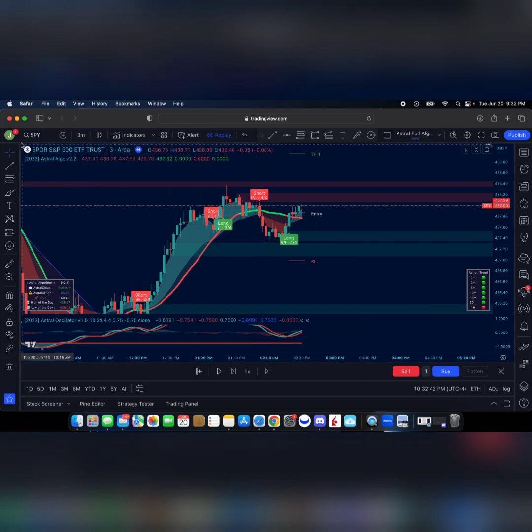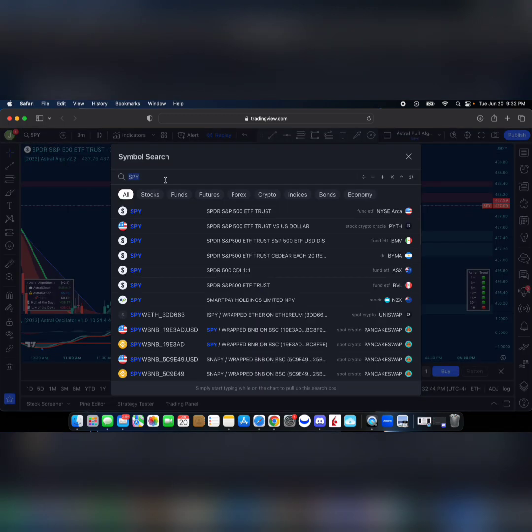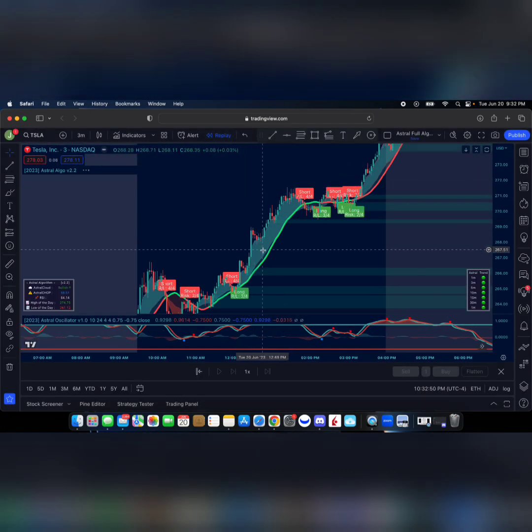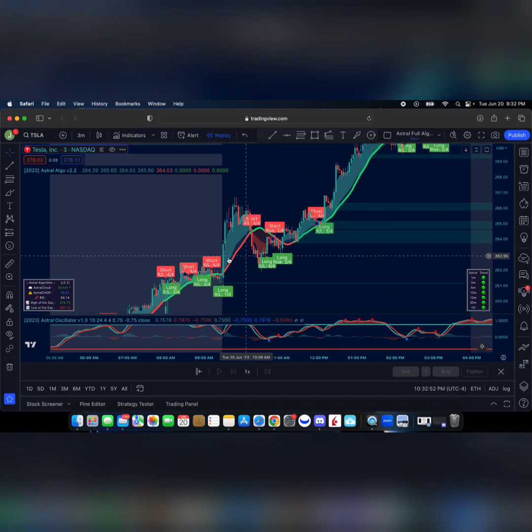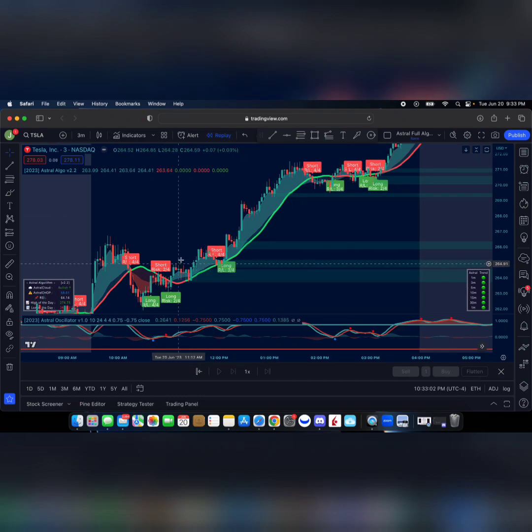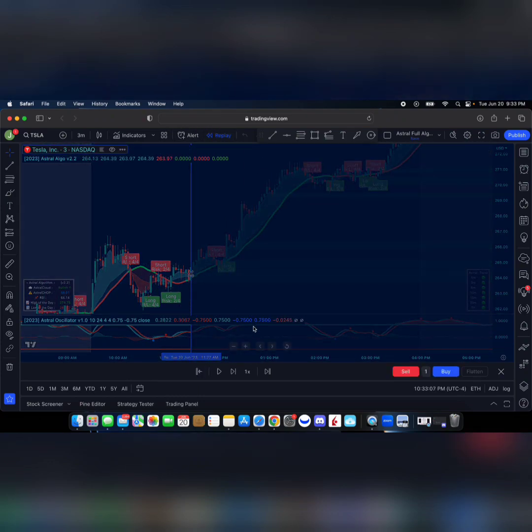But I know GME was going up and Tesla was going up today. So let's move over there. See how this movement went. Good long signal. Move up. Short signal. Rode it up. Look at that. Let's see how it looked.